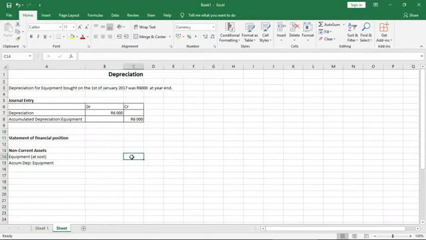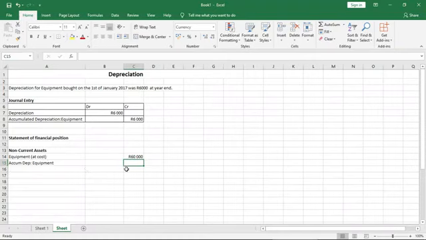Well, we know that we put equipment at cost. How much did you purchase the equipment for? So let's assume you purchased it for 60,000 rand. You'll put the actual cost of the equipment at 60,000 rand. That's why I put in brackets the equipment at cost.